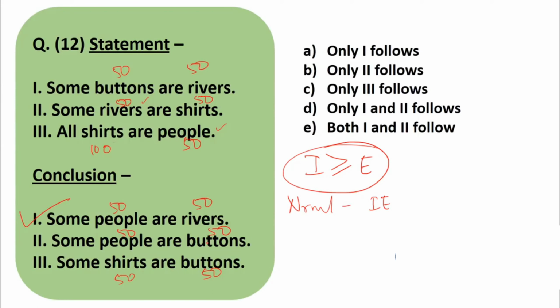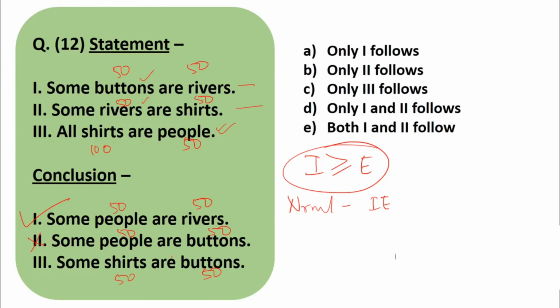Some people are buttons. We have people and button? No. Button over here, people over here. First take these two sentences, button and shirt. What is the common over here? River. Here river 50, here river 50. Is any one river having 100? No, both of them are having 50 only. We cannot move ahead. Second conclusion, not valid.